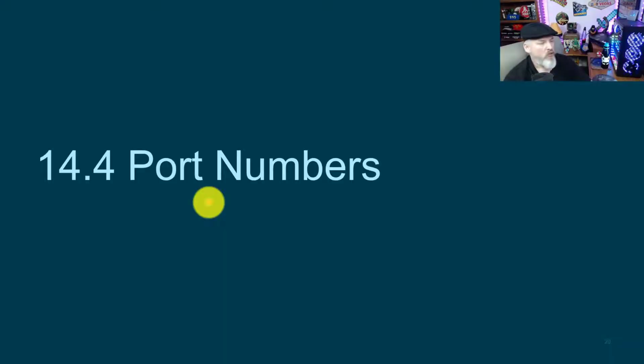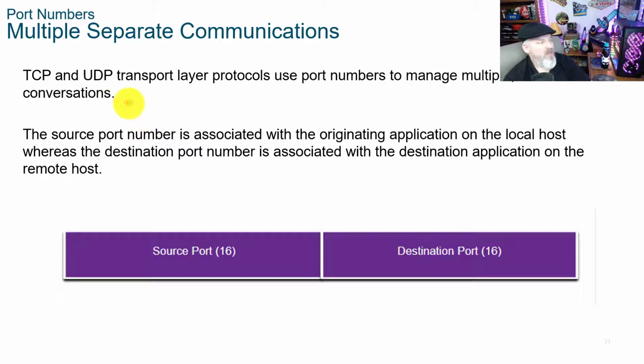Let's switch gears here and look at port numbers. TCP and UDP transport layer protocols use port numbers to manage multiple simultaneous conversations. The source port number is associated with the originating application on the local host, whereas the destination port is associated with the destination application on the remote host.